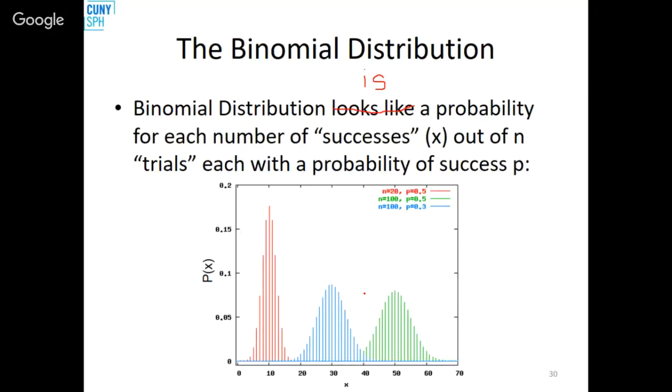So n equals 100, probability of 0.3. 100 times 0.3 is 30. And that is the most likely number of successes to observe in this Bernoulli trial.